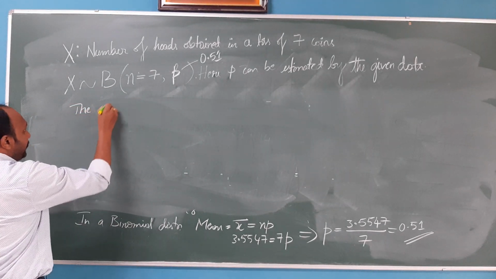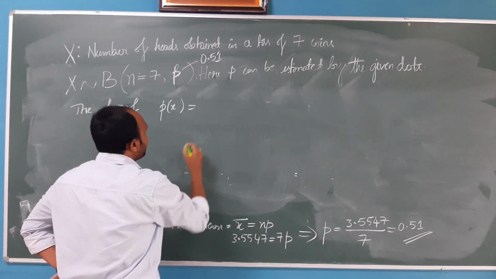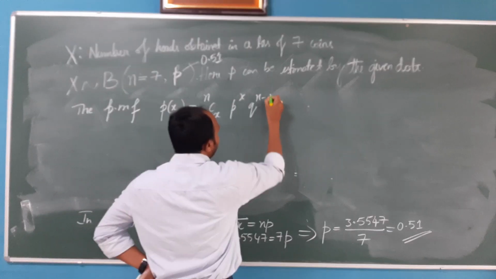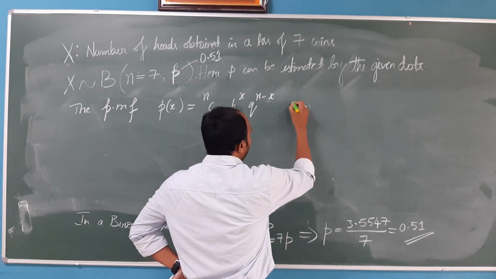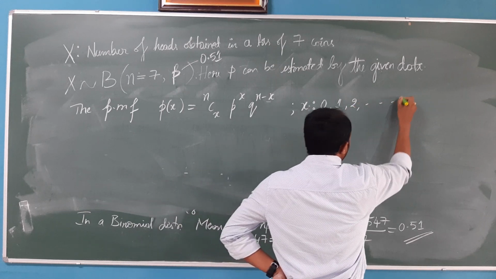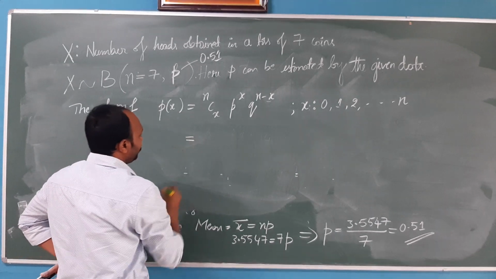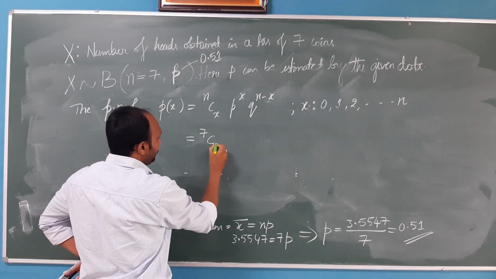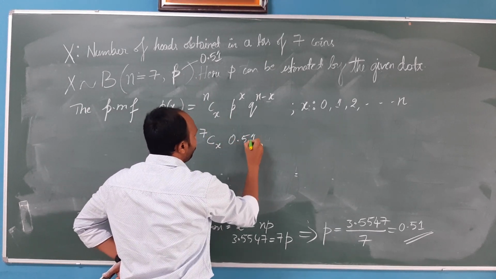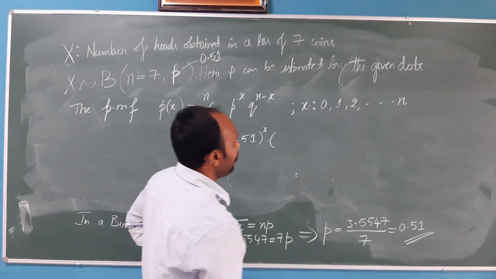So the probability mass function, PMF, is probability of x is equal to NCx P power x Q power n minus x, where x can take values 0, 1, 2, up to n. This is the general PMF. But for our problem, the n value is 7, 7Cx. What is the parameter p value? 0.51 to the power x.